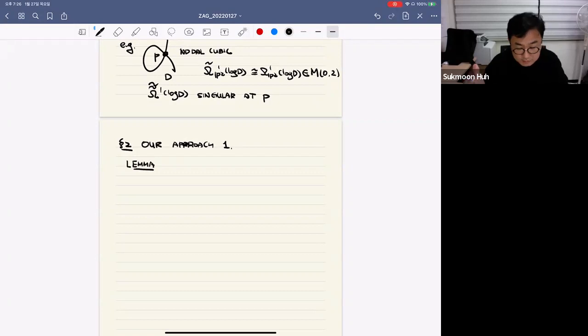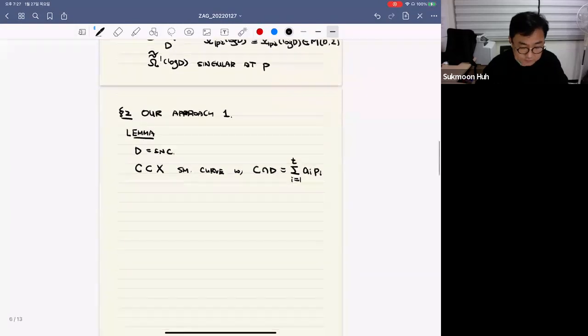Here we consider the same situation. X is a smooth projective variety of dimension n at least 2, and we assume that our divisor D has simple normal crossing, so that the corresponding logarithmic sheaf is locally free. And we fix a smooth curve C in X. Let's say C intersects D at points P_i with multiplicity a_i, i from 1 to say t.